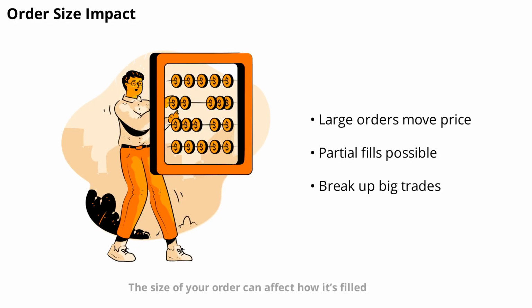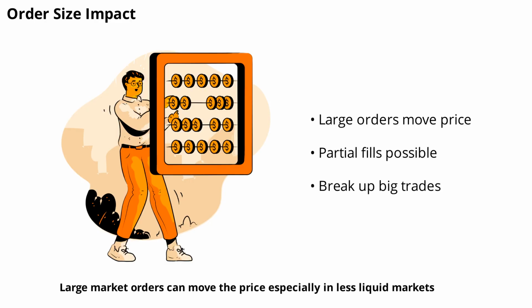The size of your order can affect how it's filled. Large market orders can move the price, especially in less liquid markets. Limit orders for large amounts might take longer to fill or only fill partially. Consider breaking up large trades or using limit orders to manage price impact.